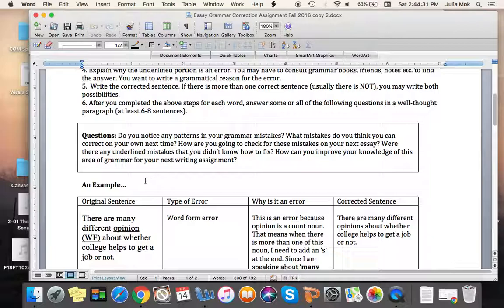So these questions are just helping you think about what you just did, what your assignment was, to help you further consider what you'll do in the future to make yourself a better personal editor for yourself. So you don't need to answer all of these. If you pick 1 or 2 and answer 6 to 8 sentences or more, then that's fine as well.